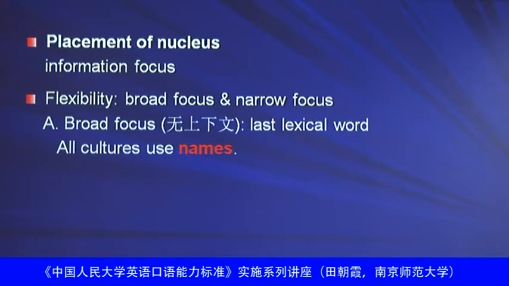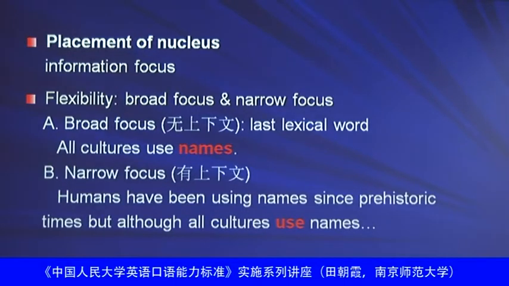For example, this one. The lexical word 就是实词. All cultures use names. All cultures use names. And names is the information focus and is the nucleus. A different one. Look at this one. We have use names, and then we have use names. But then the information focus is different. When the information focus is different, the nucleus is different. So we have this one.